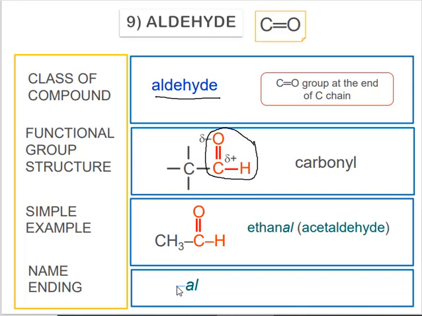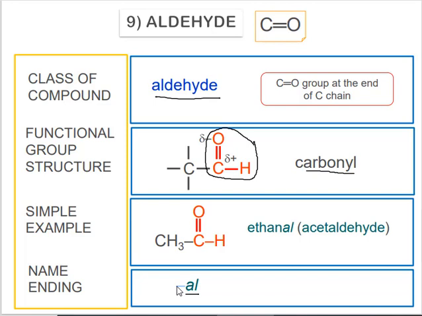The name of the functional group is carbonyl. Carbonyl is the C double bond O here. This is the simplest example of an aldehyde, which is ethanal, or the common name acetaldehyde. For aldehydes, the names will all end with AL.